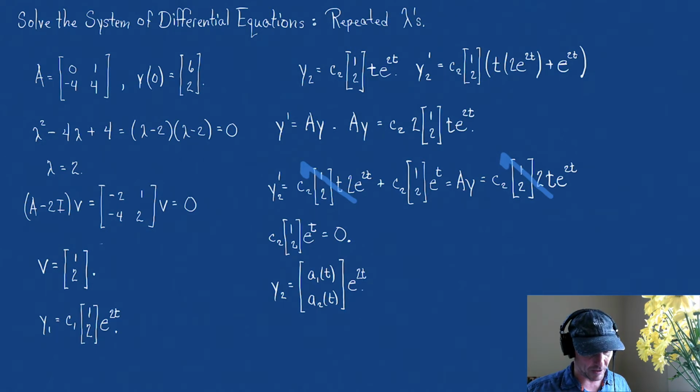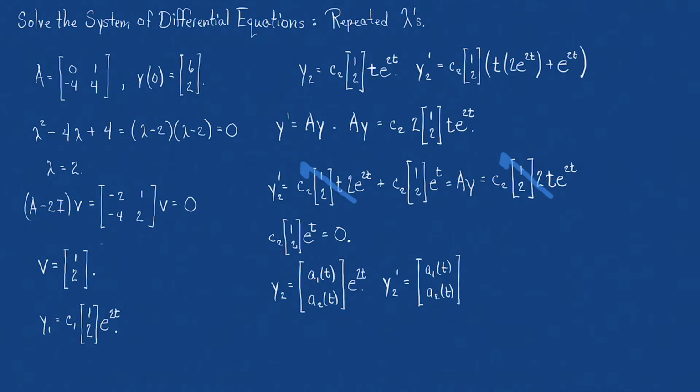The first thing we're going to want to do is take the derivative. So y2 prime is going to be the first, a1 of t, a2 of t, times the derivative of the second, 2e to the 2t, plus the derivative of the first, a1 prime of t, a2 prime of t, times the second, e to the 2t.